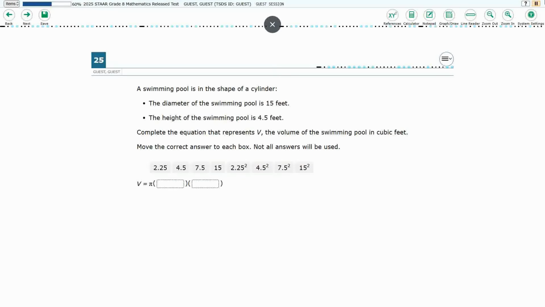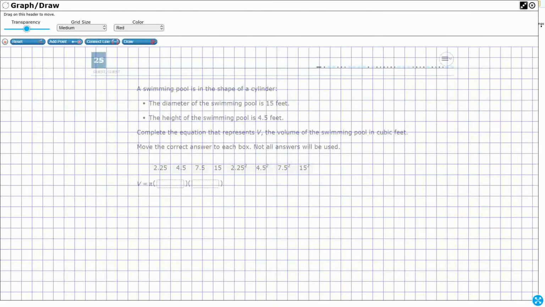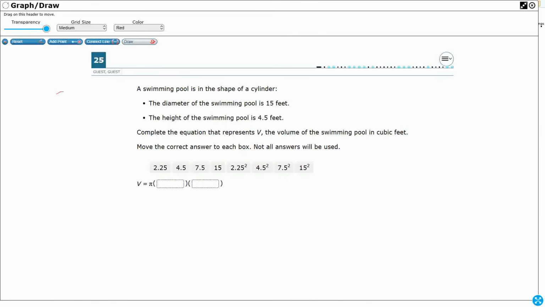Number 25, we are looking at the volume of a cylinder, specifically how we can describe it. This is 8.6a. All right, and so we have the diameter of the swimming pool is 15 feet. All right, so we're going to do an above ground pool. Let's do something like this. All right, so here's our visual. All right, the diameter is 15 feet, so I'm just going to do this.